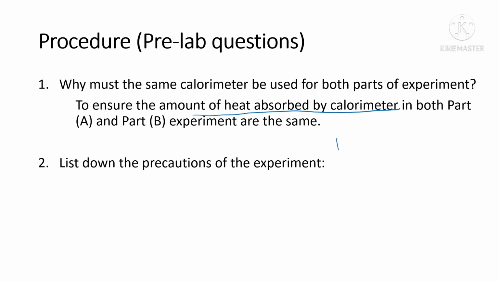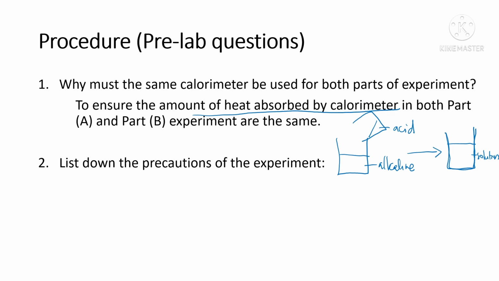So in Part B, we have an alkaline solution of NaOH, and then we pour in the acid solution, HCl, in order for the neutralization reaction to occur, and the heat is being absorbed by the solution and also the calorimeter.